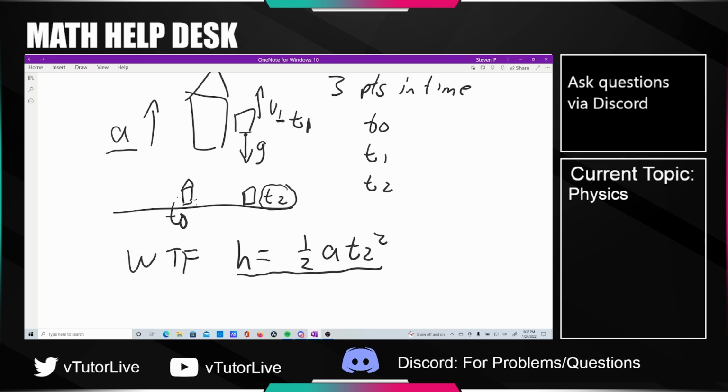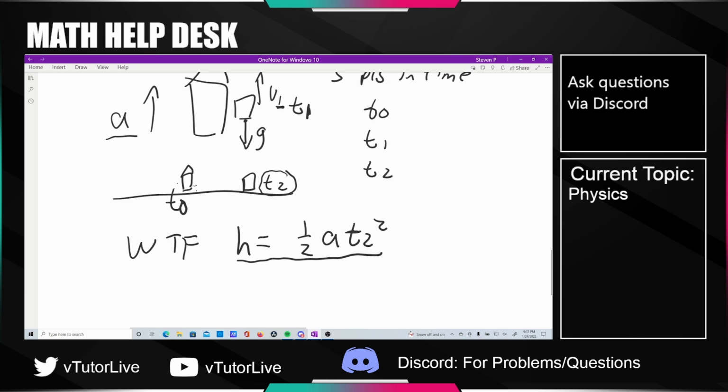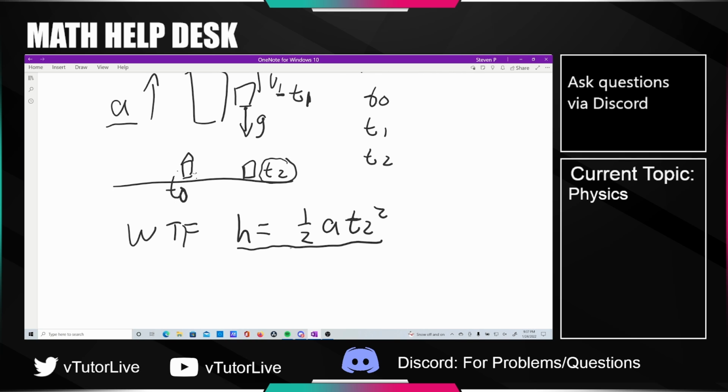I've noticed that this equation is used the most out of any other equation. This equation is used more than any other? Yeah, sure.